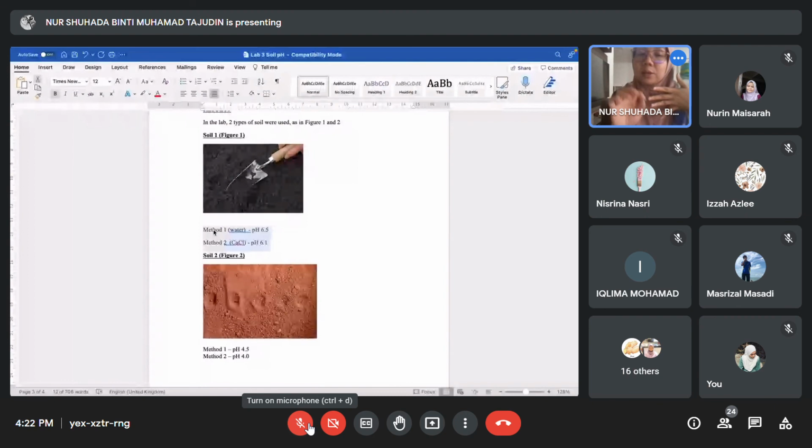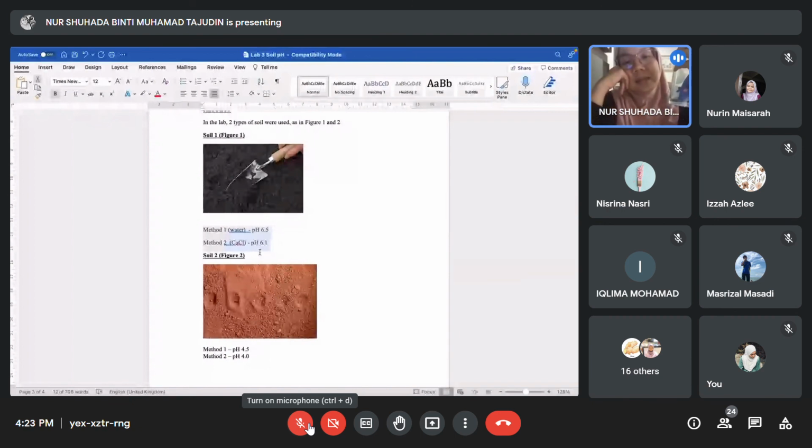Okay, that's why the pH is lower, because the reading of the H plus is higher or lower, Nurin? Lagi banyak H plus. Yes, because you use the calcium chloride. But if you use water, water is only water. Dia tak ada calcium pun ataupun any cation pun. Faham? So dia tak boleh keluarkan H plus that is seated at the residual acidity. Dia tak boleh keluarkan sebab water is not strong enough to extract that H plus at the exchangeable site.